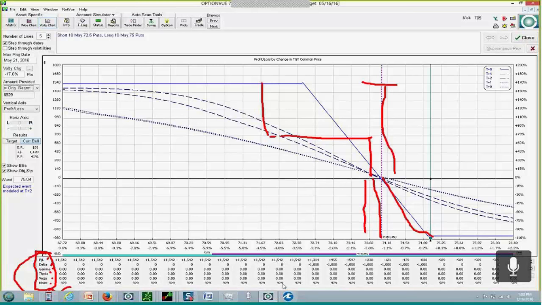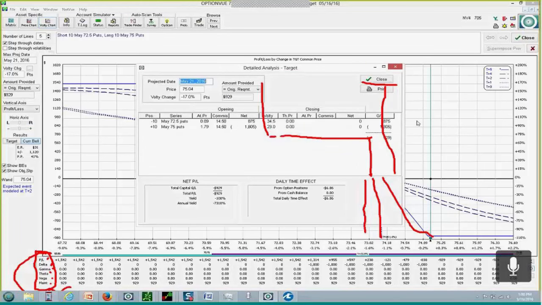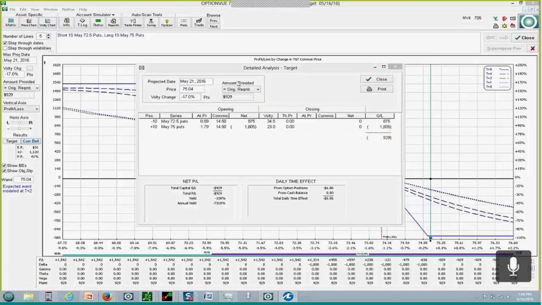That was a $929 excursion. And if I hit the D button, it might be hard to see there. Let me go ahead and show you this calculator. It's a huge tool that I use all the time.